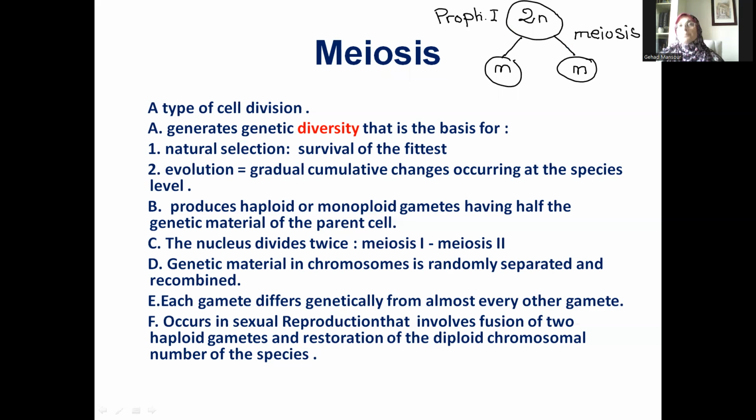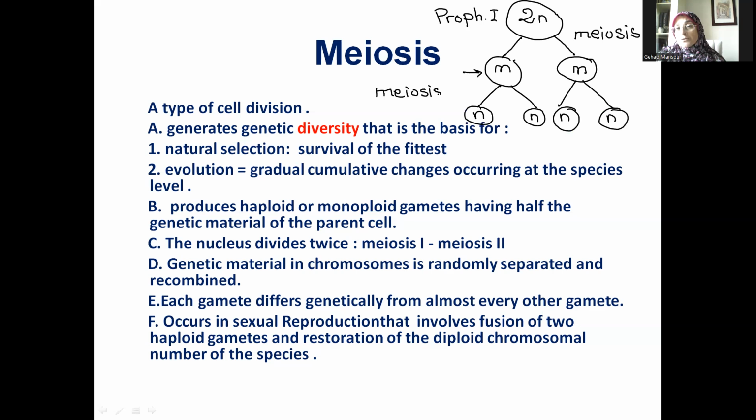telophase 1. And then following meiosis 1, we have another shot of nuclear division in which we divide each of the already present daughter cells into two more daughter cells, but this time having the same number of chromosomes, and this second stage is called meiosis 2.